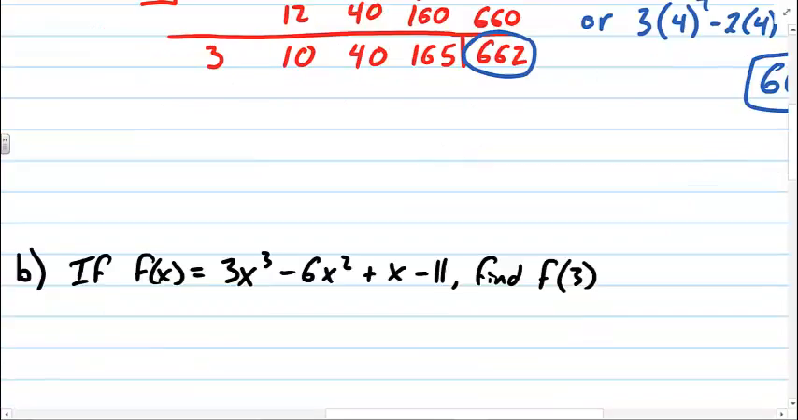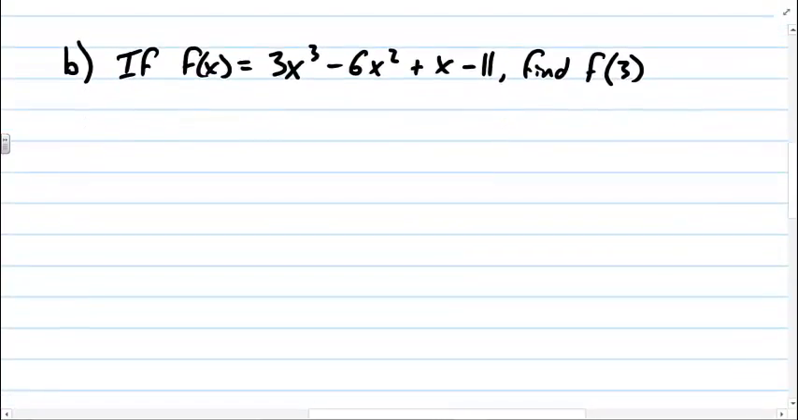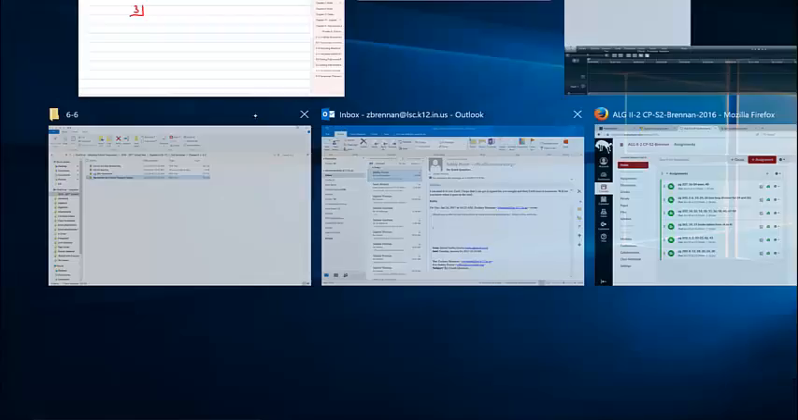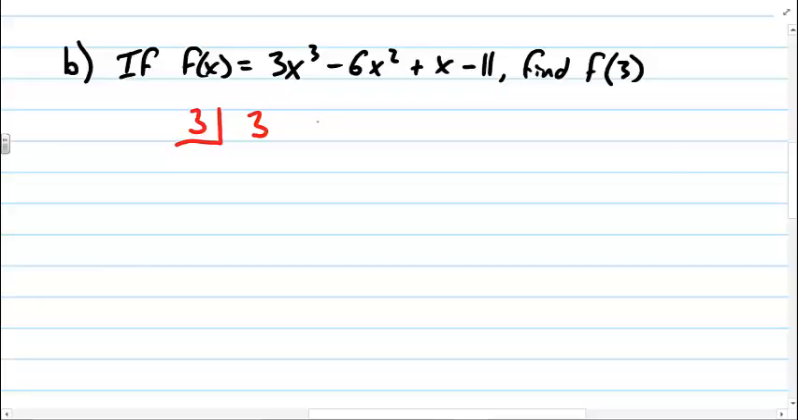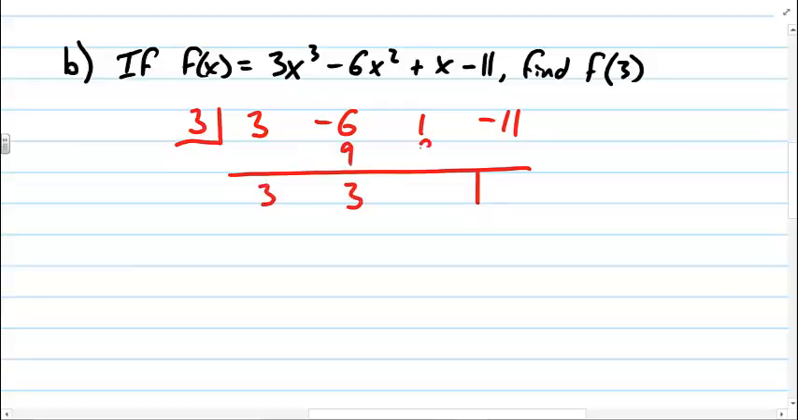Okay, let's do it one last time. Here's your problem. If you have this f of x polynomial, it wants to find f of 3. So I'm going to do synthetic division with my 3. And then all my coefficients will be 3, -6, 1, and -11. Bring down my 3, multiply, get 9. Add, get 3, multiply, 9. Add those together, get 10. Multiply, get 30. 30 minus 11, that'd be 19, and I am that quickly done.